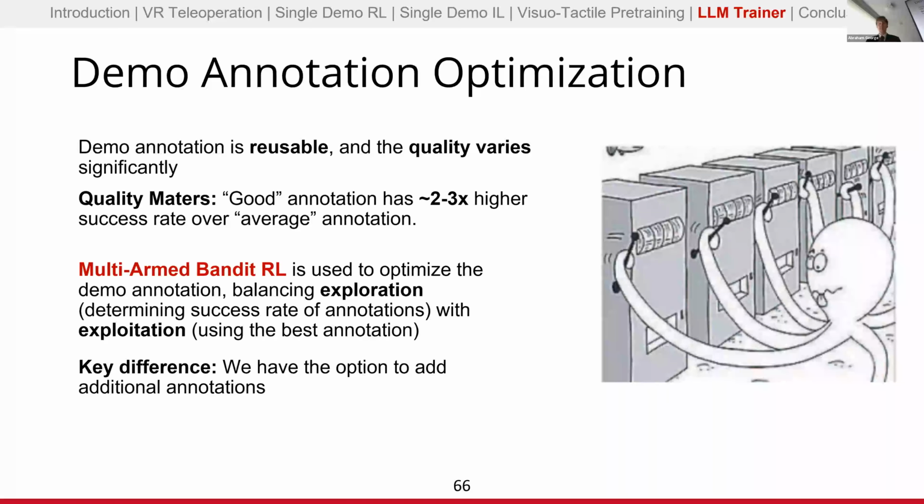So to do this optimization, we employed a multi-armed bandit RL, which seeks to balance exploration, which in our case would be determining the success rates of our generated annotations and also deciding whether to generate new annotations, with exploitation, using the best annotation to generate more successful demonstrations. However, there's a key difference between our implementation and standard multi-armed bandit RL, which is that we have this option to add new arms where typical implementations do not.